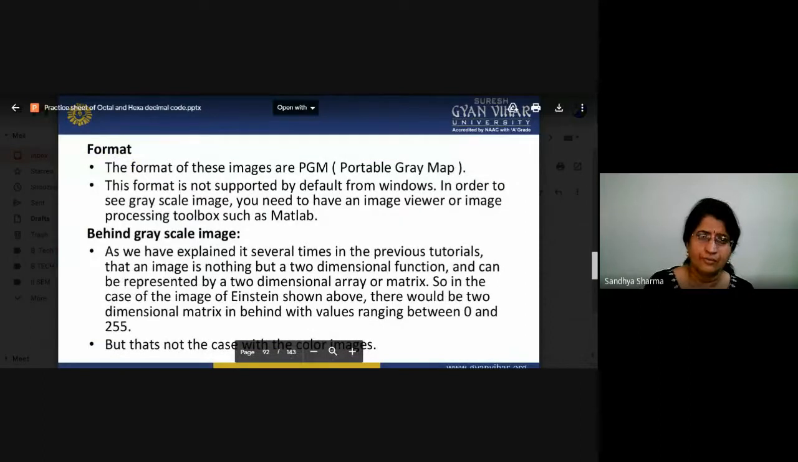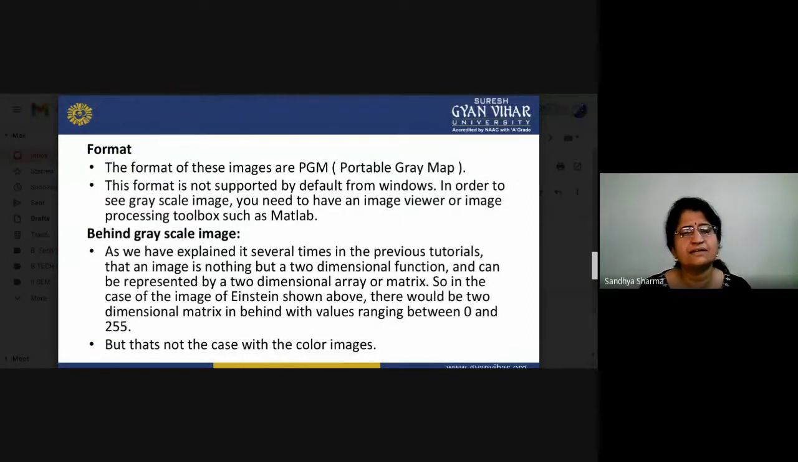What about the format? The format of these images is also called portable gray map, and this format is not supported by default by Windows. In order to view a grayscale image, you need an image viewer or image processing toolbox, such as MATLAB. If you are working on images, we have to do such work in the toolbox of MATLAB also. Now we will see behind the grayscale image.